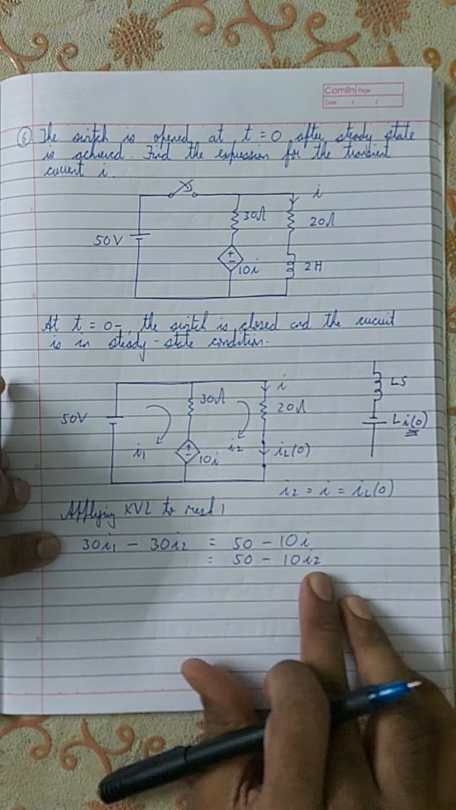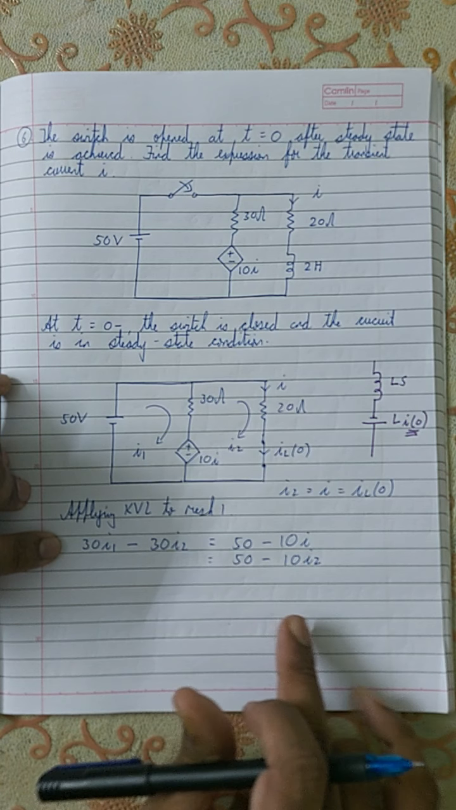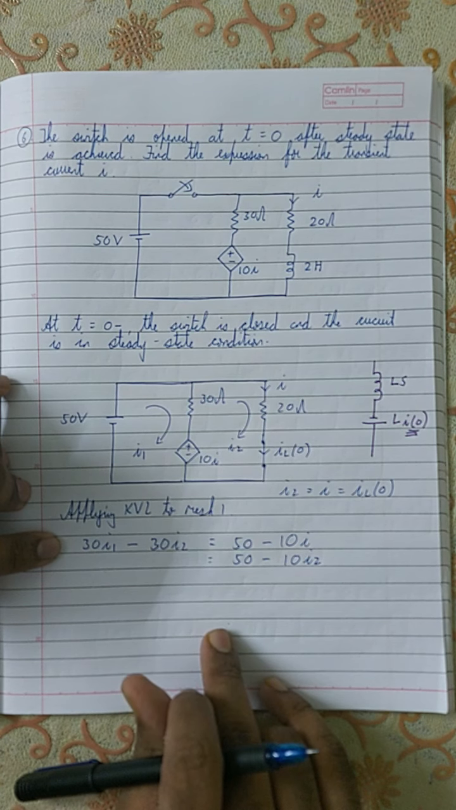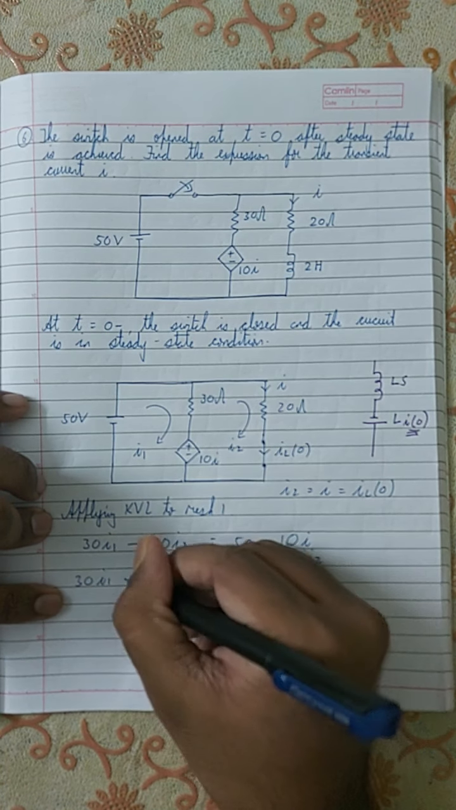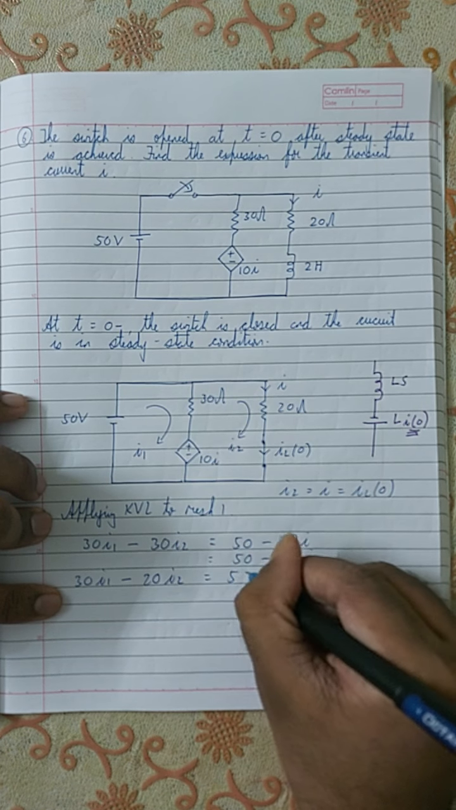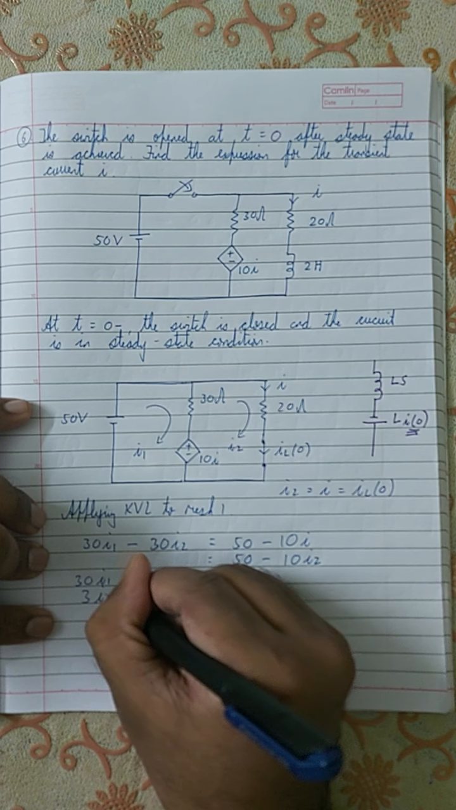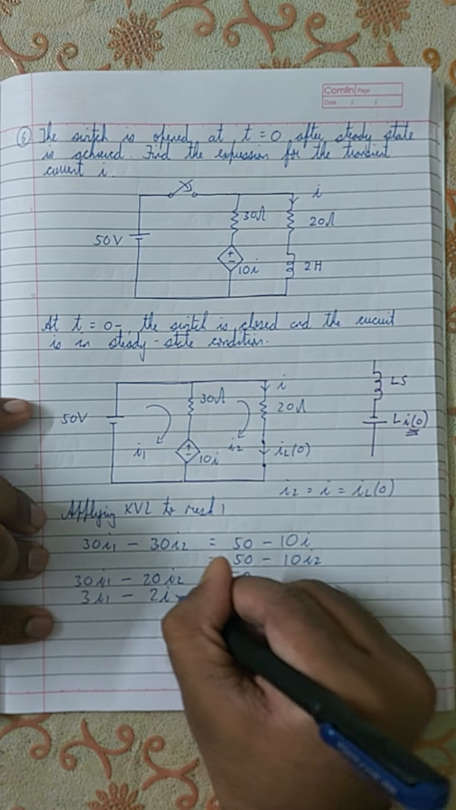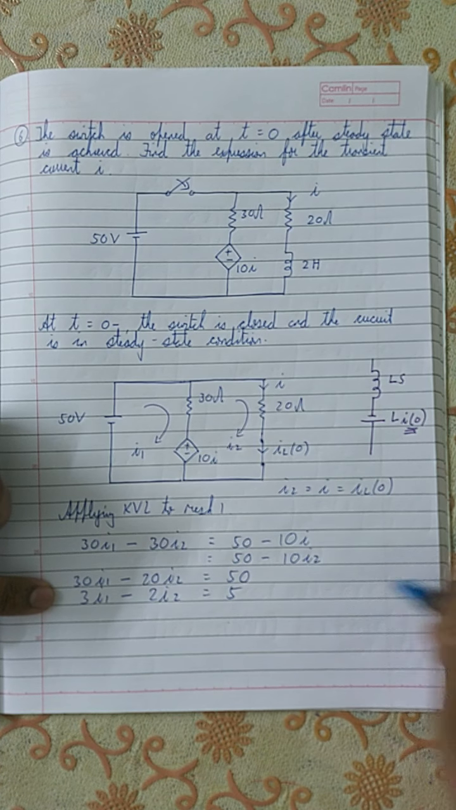Very easy. If I put this over here, this becomes minus 30 plus 10, which is minus 20. So we have 30I1 minus 20I2 is equal to 50, or in other words, 3I1 minus 2I2 is equal to 5. This is the equation for mesh 1.